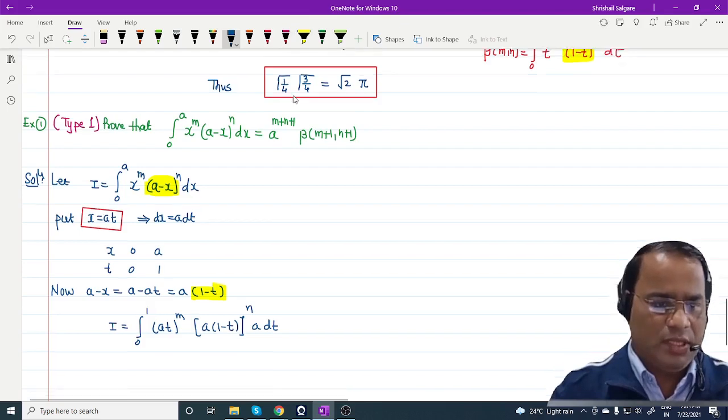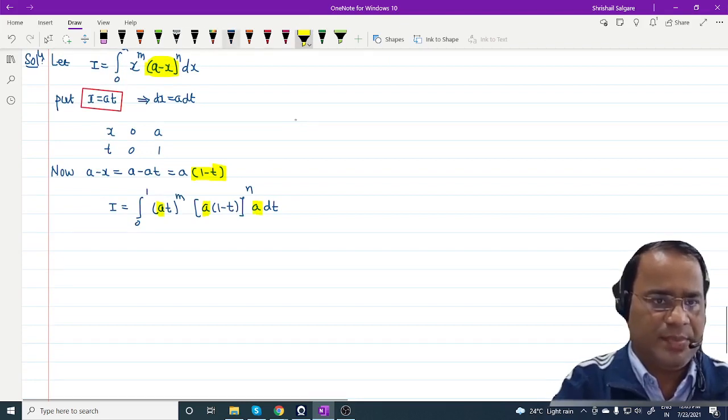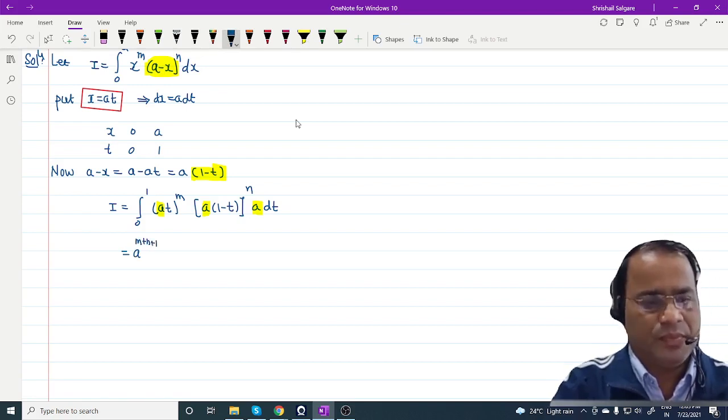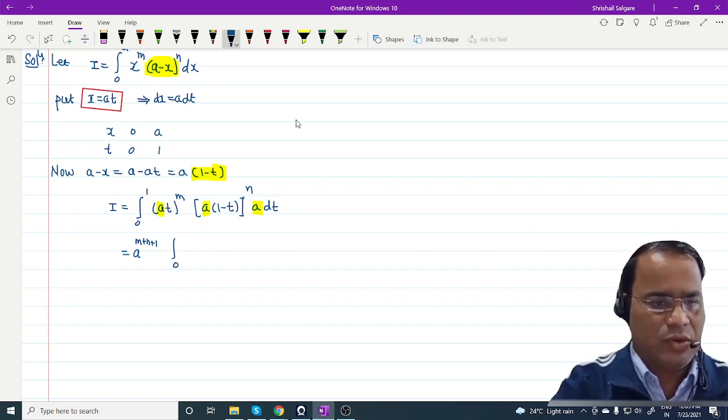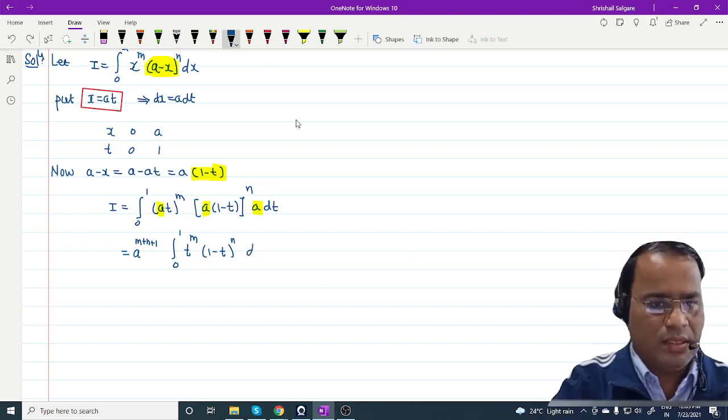Now from all these terms, I will take a outside, the constant a term that is written in the multiplication form. So that term I will take outside, which can be written as a raised to m plus n plus 1. And the remaining terms are integral 0 to 1 t raised to m into (1 minus t) raised to n dt.